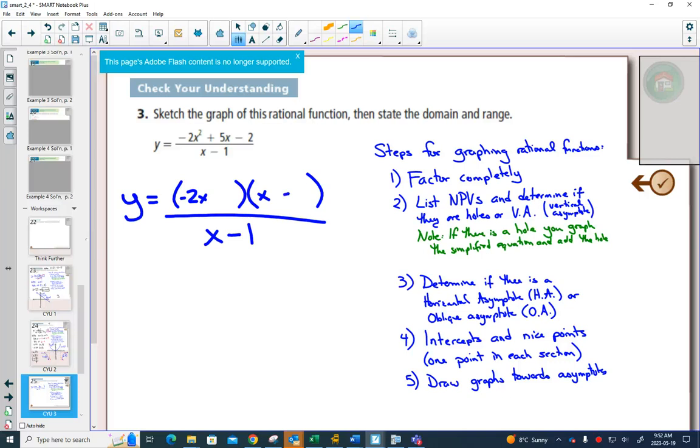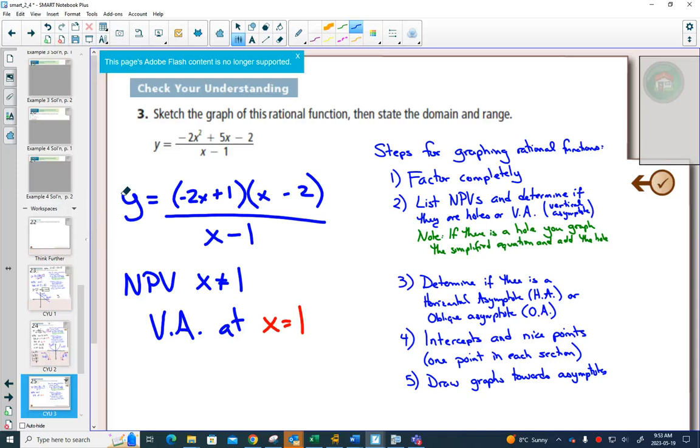In this case, if I do negative 2 there and plus 1 there, and we multiply it out, we get negative 2x squared plus 4x plus 1x is plus 5x and negative 2, so it does factor for us. Our non-permissible value, x can't equal 1, and since it doesn't cancel out, we have a vertical asymptote at x equals 1.